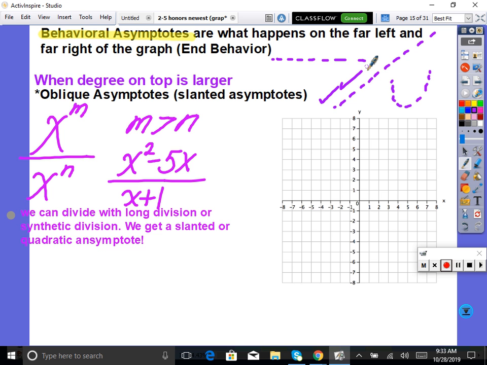So look at this, for example. x squared minus 5x divided by x plus 1. Degree on top is larger than the degree on bottom. What's x squared divided by x?